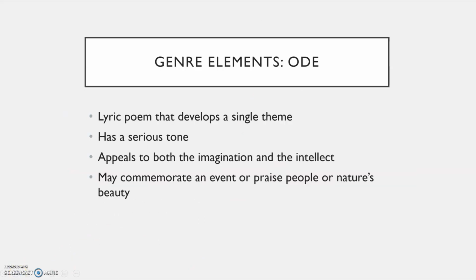What are the genre elements of an ode? Well, it's a lyric poem that develops a single theme, has a serious tone, appeals to both the imagination and intellect or intelligence, and may commemorate an event or praise people or nature's beauty.